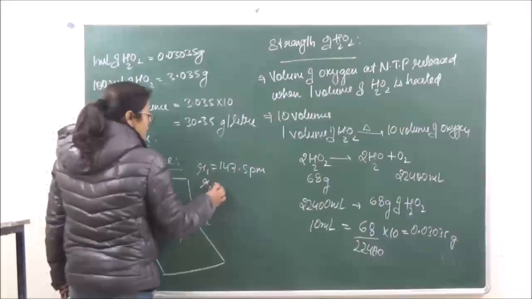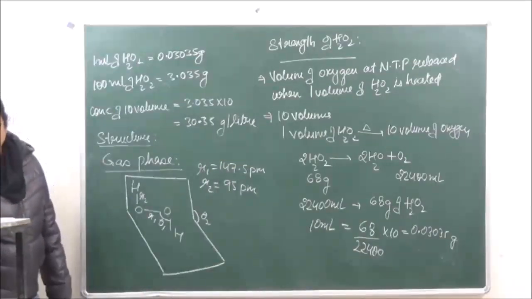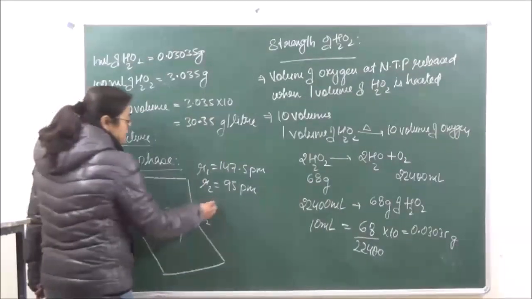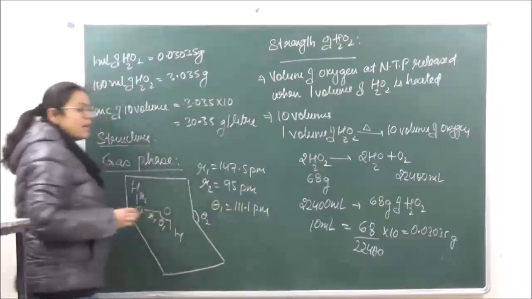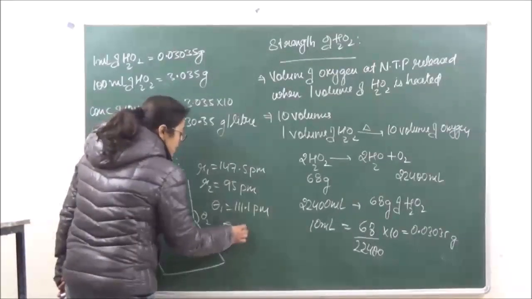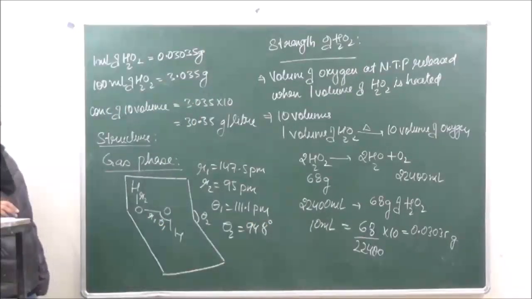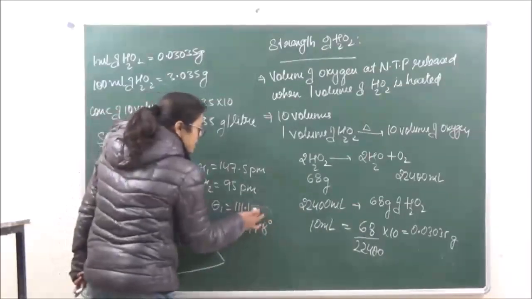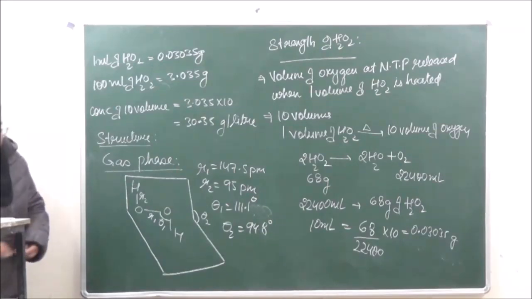R2, 95 picometers. The structure of H2O2 is also very, very important. Then we have theta 1, which is 111.1 degrees, and theta 2 that is 94.8. Right? So then we go on to the structure in the solid phase.